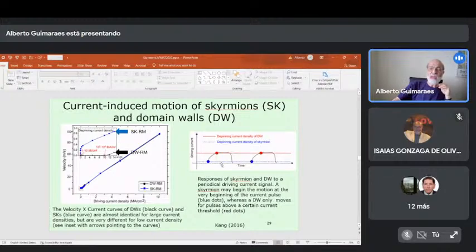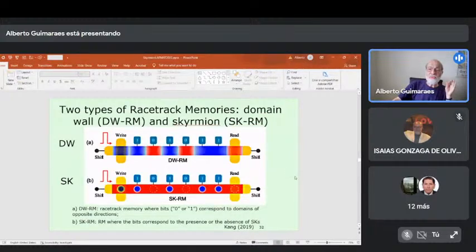And this is also illustrated here. With an oscillating current, in the case of domain walls, the walls move only when this value is reached, whereas the skyrmion starts to move at this point here. Okay. These are shapes of the device proposed for racetrack memories, with this linear geometry. Domain walls, blue and red, are different domains with different magnetization, one pointing to the right or to the left, for example. And here, as I said, the bits are represented by the presence or absence of skyrmions.